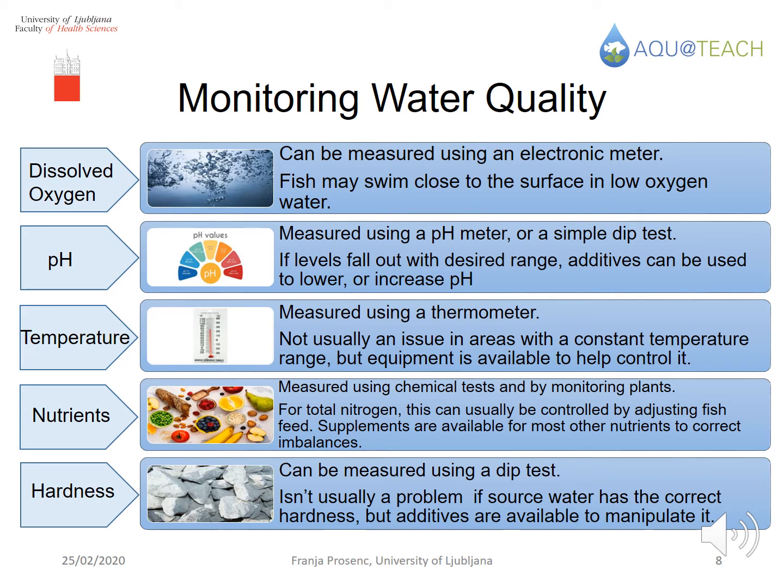Thankfully, a lot of monitoring of water quality parameters, such as dissolved oxygen, temperature, and pH, can be measured directly using electronic meters and probes, which are fast, easy, and accurate. Nutrients and water hardness can be measured chemically using commercially available tests.